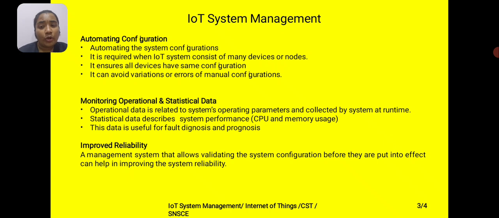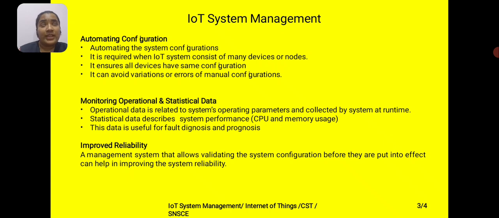What is known as automatic configuration? Auto means it is generating by itself and configuring by itself. So automatically it is doing its work. Second, it is required when an IoT system consists of many devices or nodes. If an IoT system consists of many devices or nodes connected, then we can use this automatic configuration.